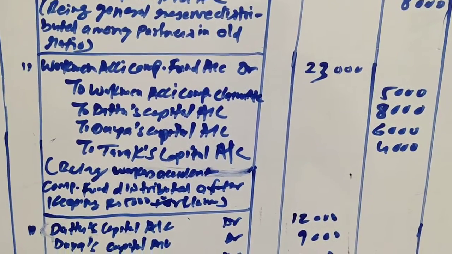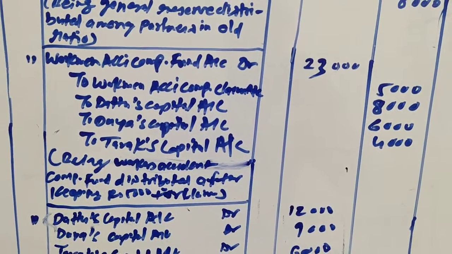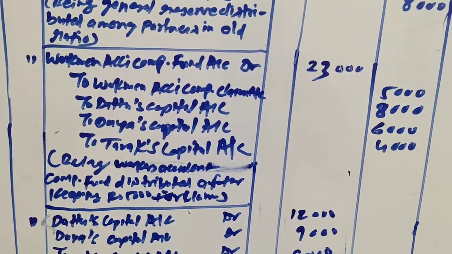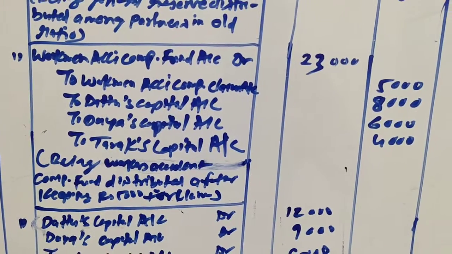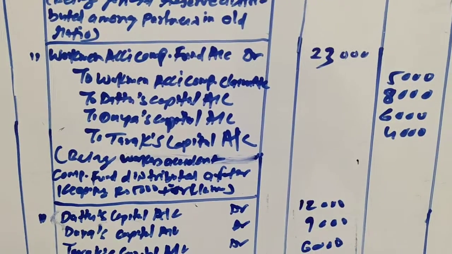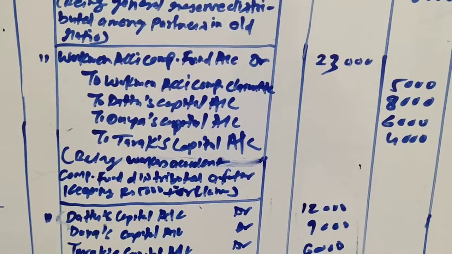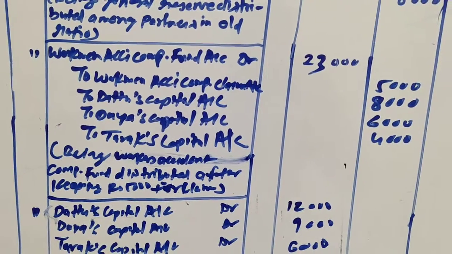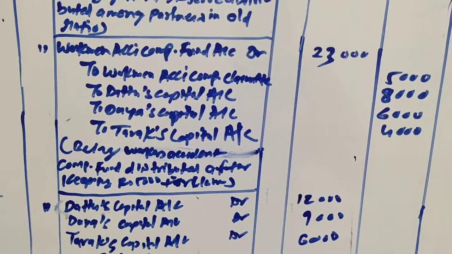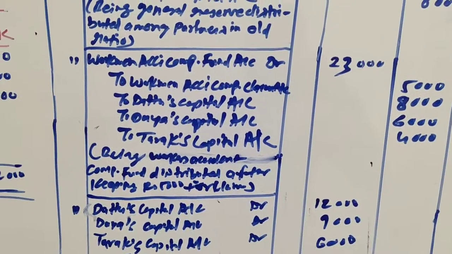Okay, if you don't want to write this entry, that will also be enough. If you write workman accident compensation fund account debit 18,000, to Dattu, to Daya, to Tarak 8,000, 6,000 and 4,000, meaning their capital accounts, that is okay. If you don't want to show the 5,000 in the journal entry, it is okay, but it's advisable because in the next chapter it will be compulsory to write like this. So it's better to write from now.